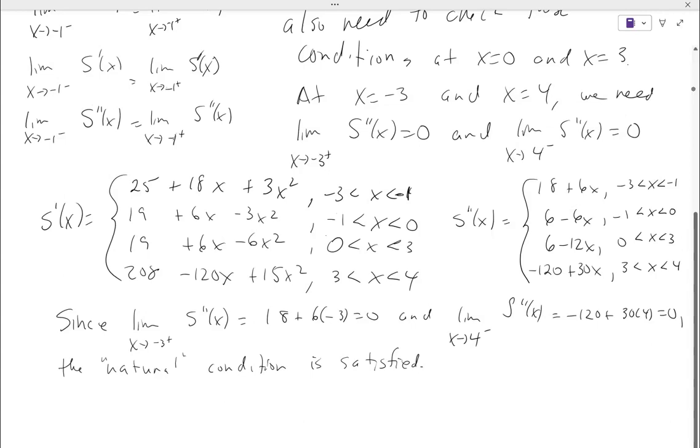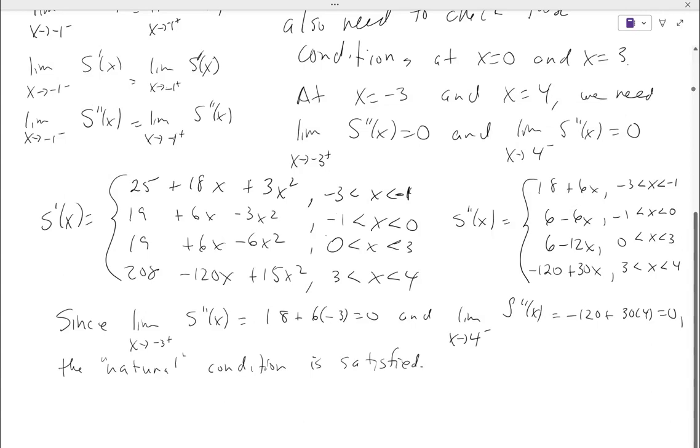That one's super easy. And then the last one here, if I put in 3, numbers are going to get big. 19 plus 18 is 37 minus 54 is -17. 208 minus 360 is -152. And then plus 9 times 15 is 135? Did I do that right? Same thing. I better get the same thing, right? -17. I think it says -17. Yes. Okay. So it's just a matter of checking each of those pieces.